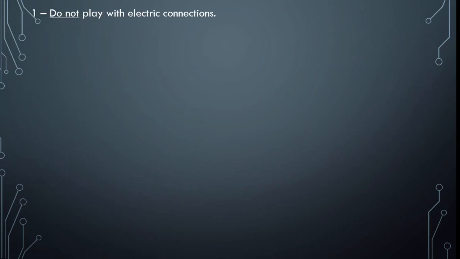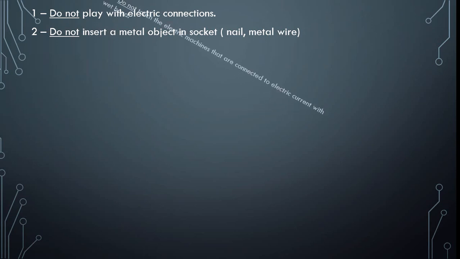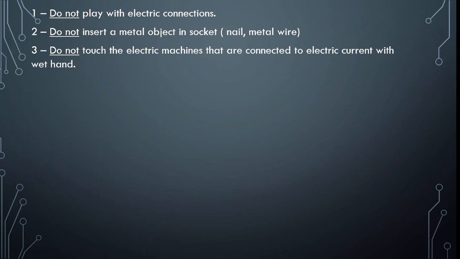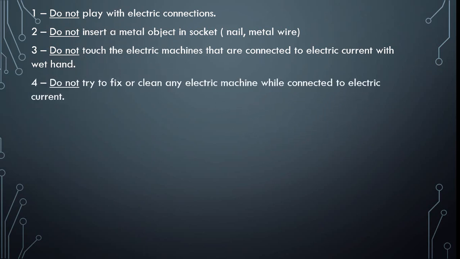First of all, do not play with electric connections. The second, do not insert a metal object in a socket, like a nail or metallic wire, because we all know that metals are good electric conductors. Number 3, do not touch the electric machines that are connected to electric current with wet hands. If any electric machine, not only the one that generates heat, is connected to electric current and your hand is wet, do not ever touch this electric machine with a wet hand.